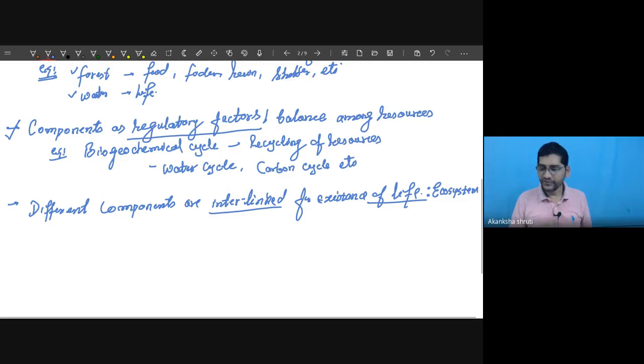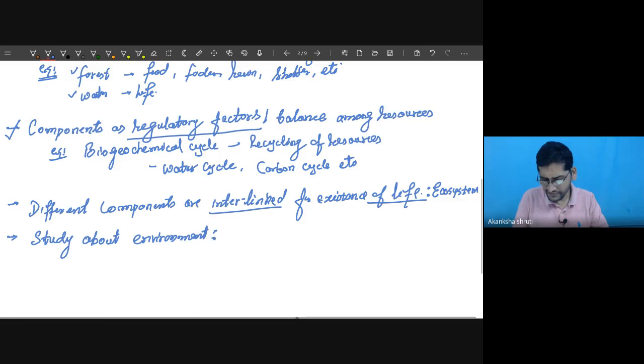Like a pond where the fish can survive, so fish can take their food, they can generate waste, that waste again gets recycled in the pond, so this way life exists. And the study about this environment is called ecology. So write: the study about environment is called ecology.